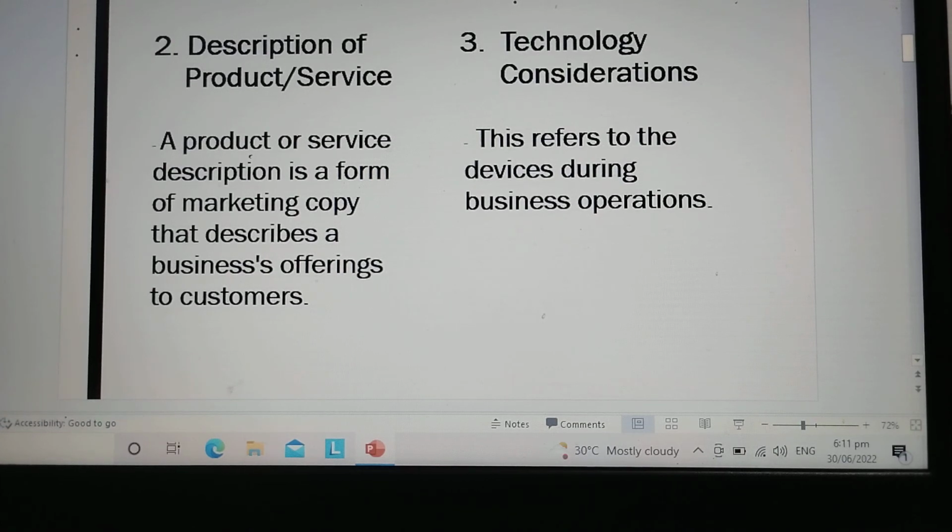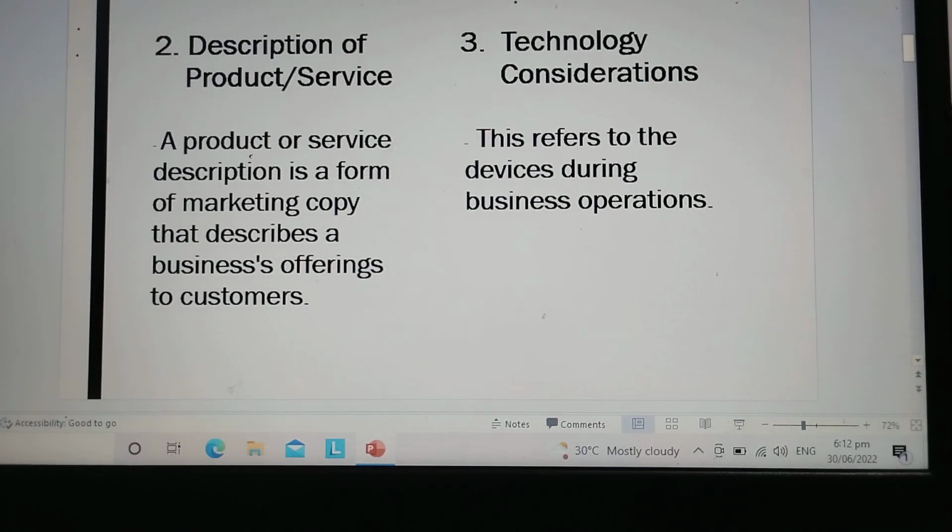Second, we have the description of product or service. A product or service description is a form of marketing copy that describes a business's offerings to customers. For example, an online retailer will provide product descriptions on its website about the apparel items it sells.